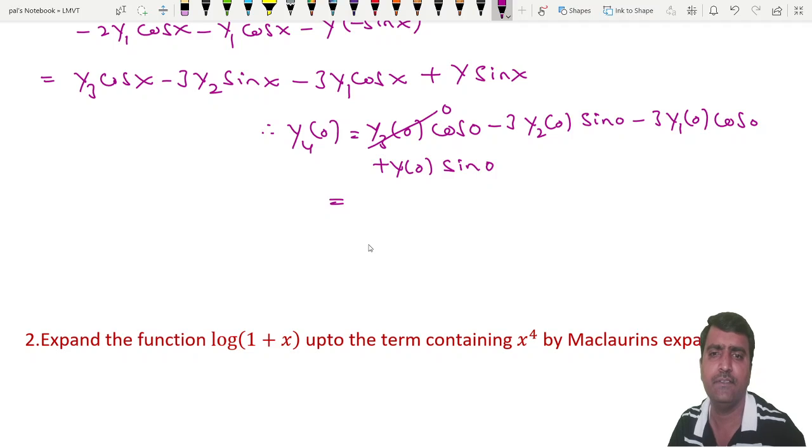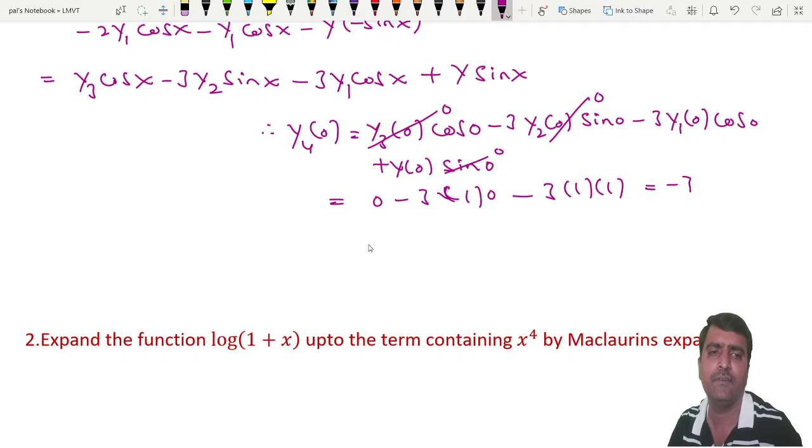As you know, y3 of 0 is 0, so 0 minus 3 into y2 of 0, which is 1, but sin 0 is 0, so this is also 0. In the third term, 3 into y1 of 0 is 1, cos 0 is 1, and sin 0 is 0. So which is equal to minus 3. So y4 of 0 is minus 3.